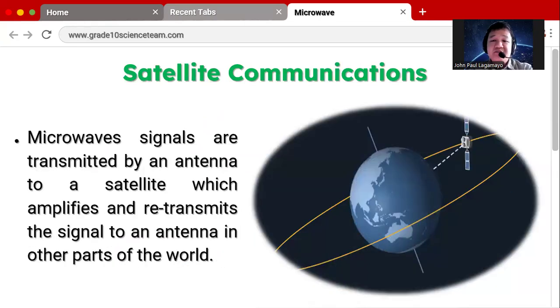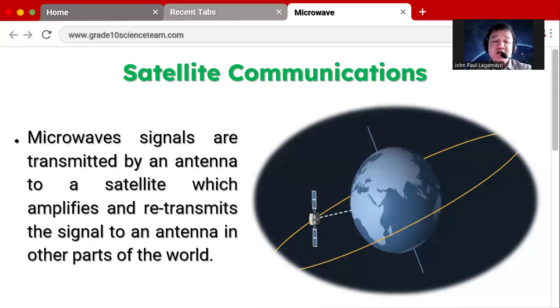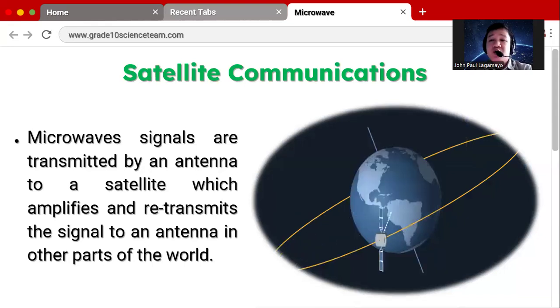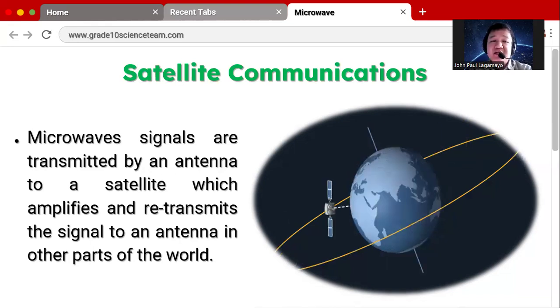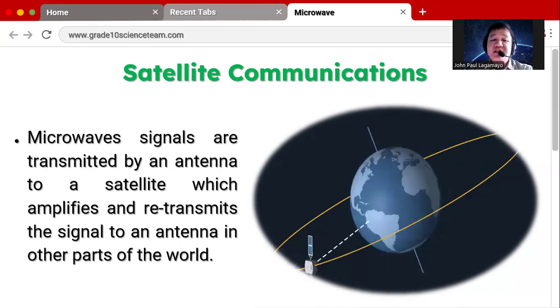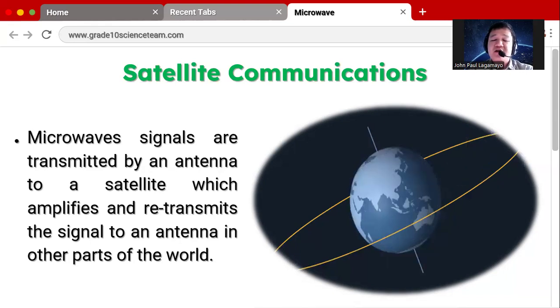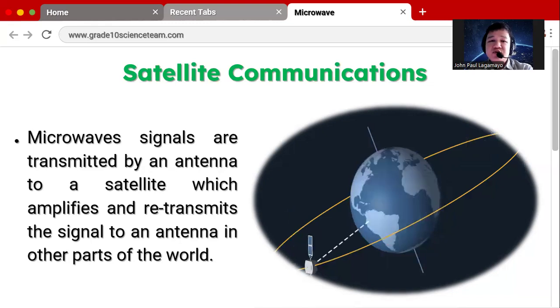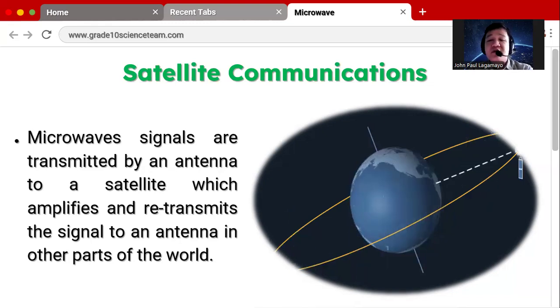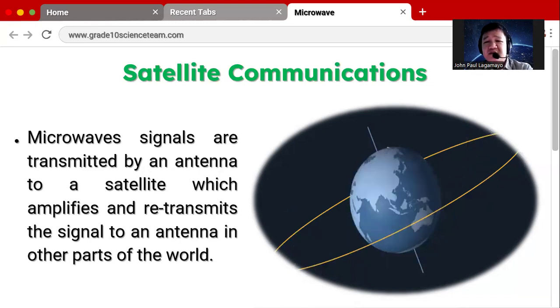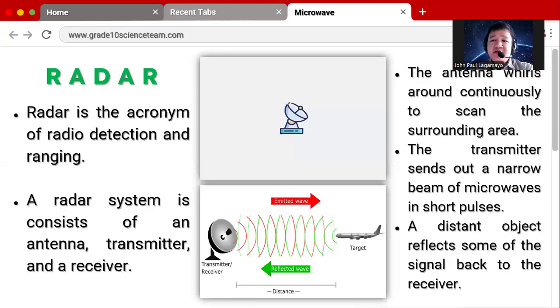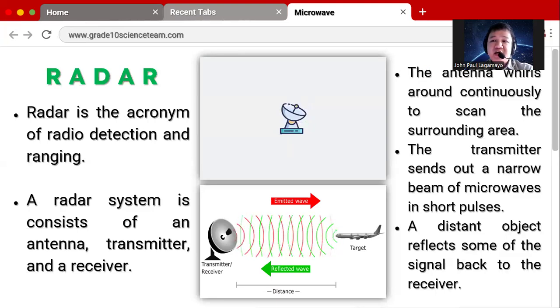Ayan. Ito, minention natin kanina no, na they are being used for satellite communication. Majority of satellite communication is actually utilizing a microwave signal that is transmitted by an antenna to a satellite, which amplifies and retransmits it to the antenna in other parts of the world. So some of the satellite communications are in the form of towers or antenna rin, pwede rin po yan. Ayan. Another thing is ranging, or what we call as the radar.